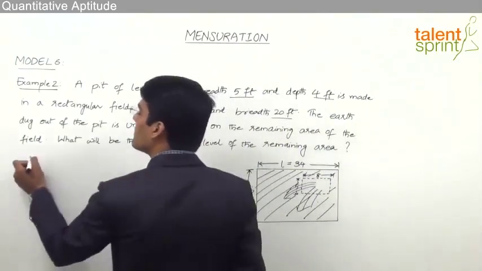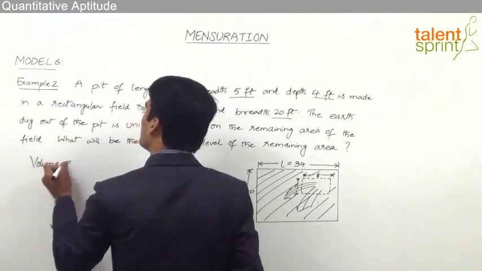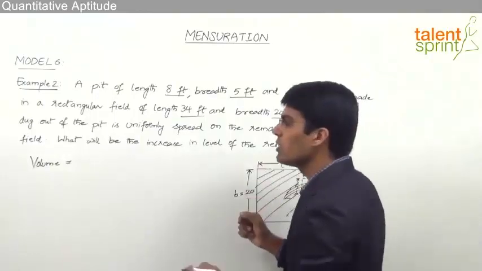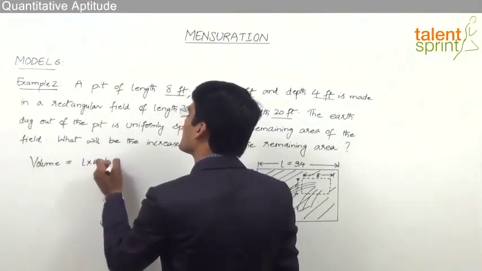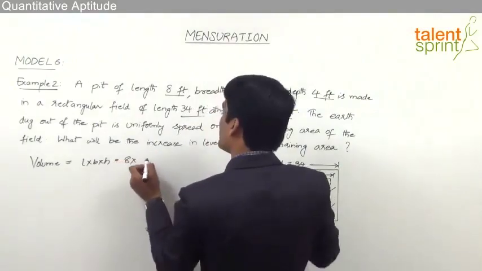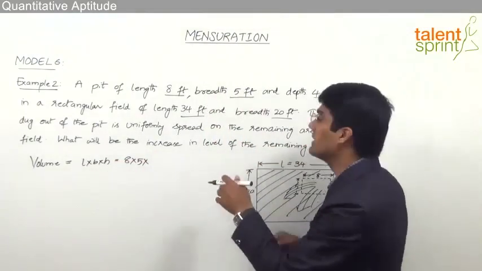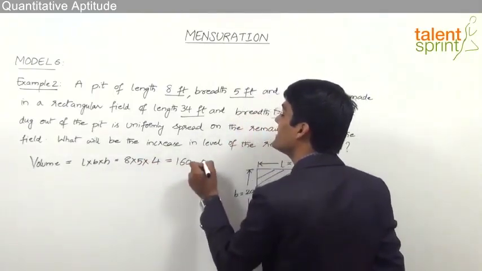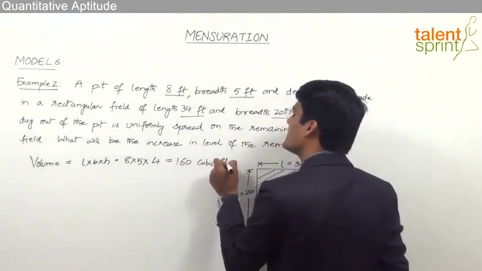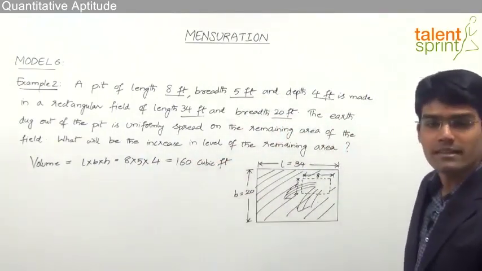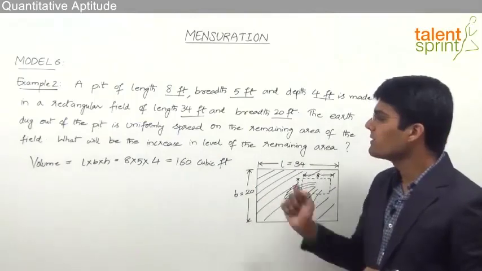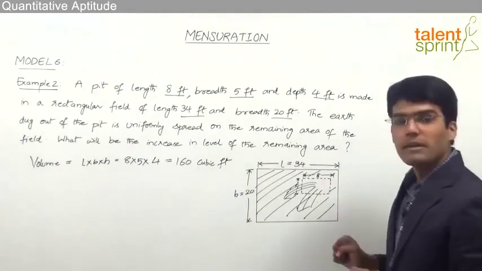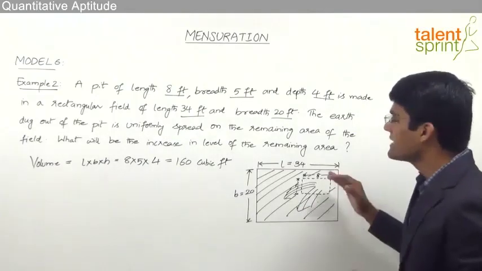Volume of this pit will be nothing but volume of the cuboid. Why? Because this pit is in the form of a cuboid. Length 8, breadth 5 and depth 4. So we know that volume of a cuboid is length into breadth into height. So it can be taken as 8 into 5 into 4, where height is nothing but the depth here. So 8 into 5, 40 into 4, 160. This is 160 cubic feet, because volume is always measured in units cube. So this much of earth is taken out from this pit, and on the remaining area, it is spread uniformly.